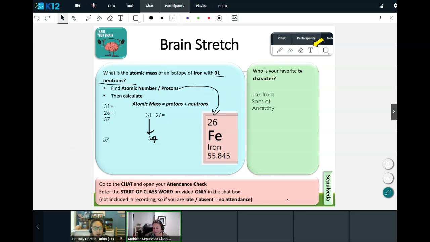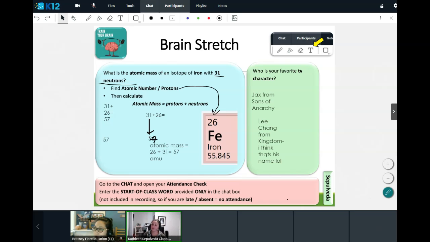I do agree. 26 plus 31 is 57. Yes, I do agree with all of you. It is going to be 57 AMUs. All right, so there is our answer. Excellent job, everyone. Don't forget your units. That's right, we don't want any naked numbers here.